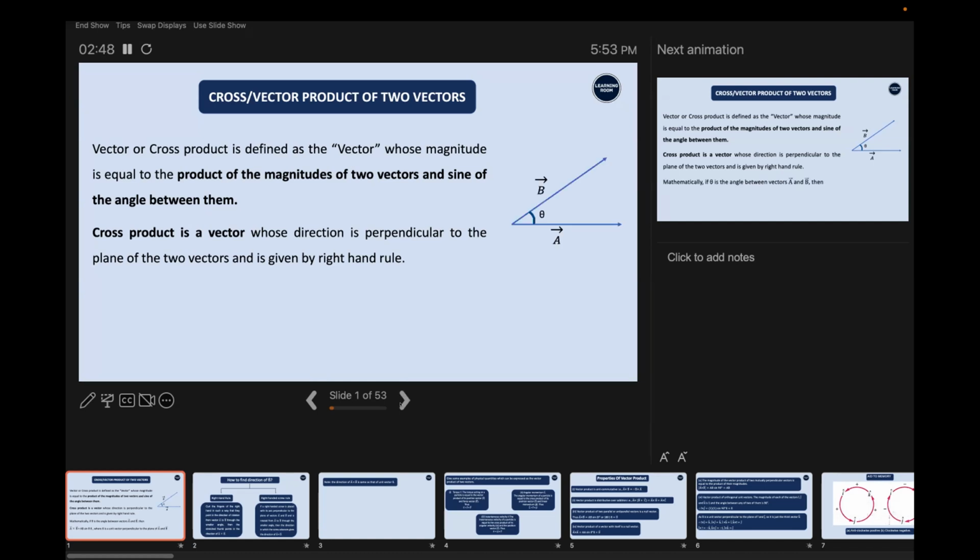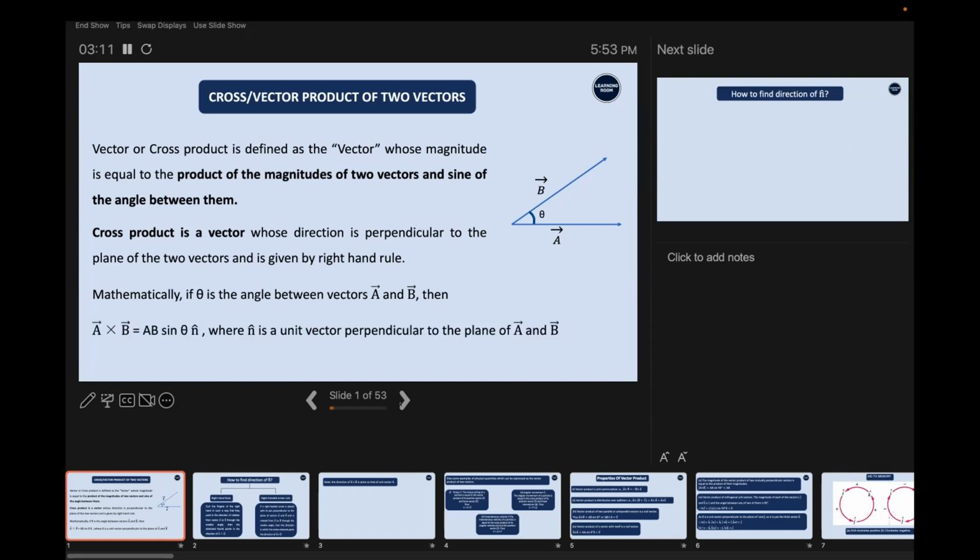So if I have A vector and B vector, which are inclined to each other at an angle theta, then mathematically, if you define theta as the angle between A vector and B vector, you write the cross product this way. A vector cross B vector is given as magnitude of A into magnitude of B into sine of the angle between these two vectors, multiplied with a unit vector which is called n cap.